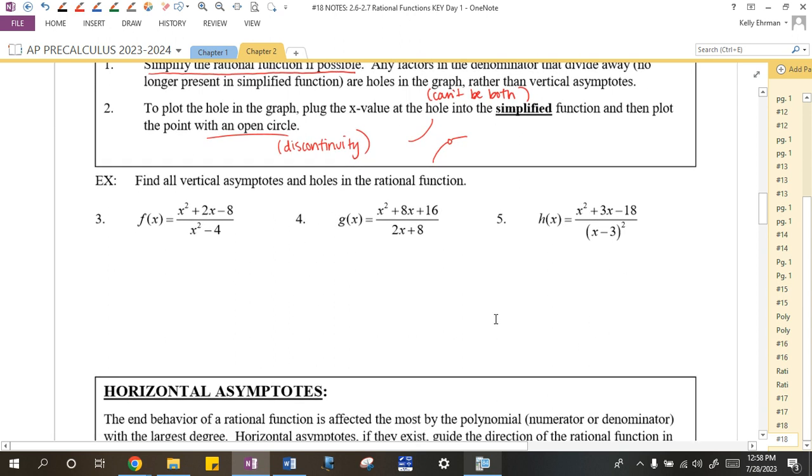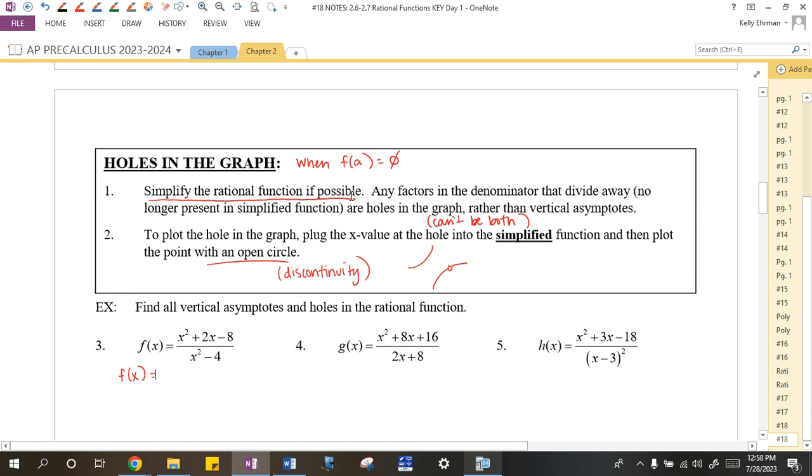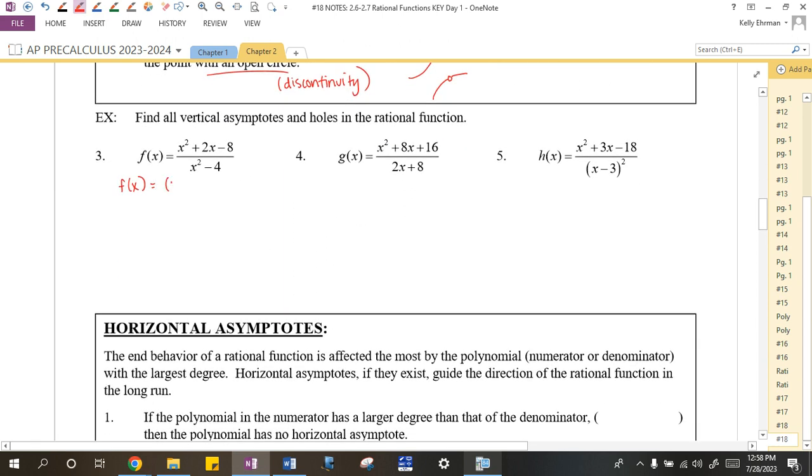Okay, find all vertical asymptotes and holes in the rational function. So we're not going to use limit notation. We're just going to find our information here. So the first thing to do, remember, simplify as much as possible. So factor what we can. I've got x plus 4, x minus 2, x plus 2, x minus 2. So these x minus 2's cancel. So my simplified function is x plus 4 over x plus 2.